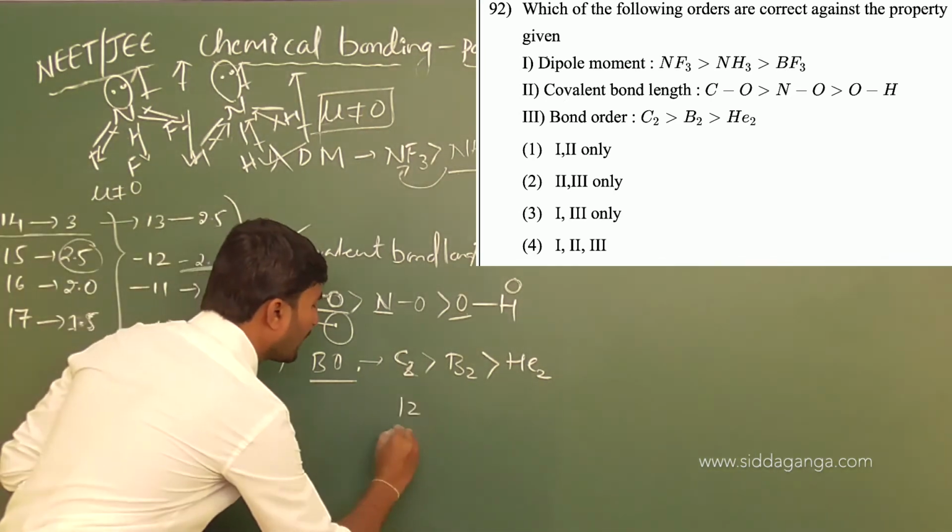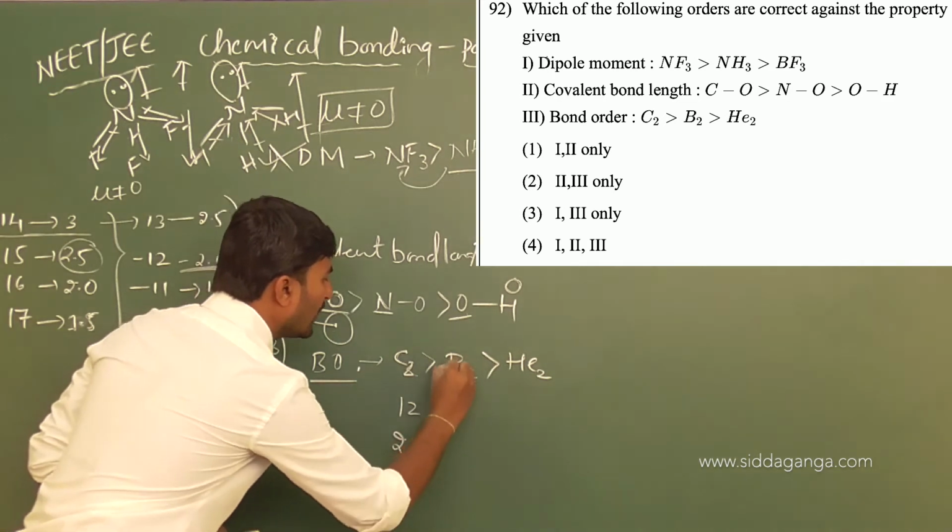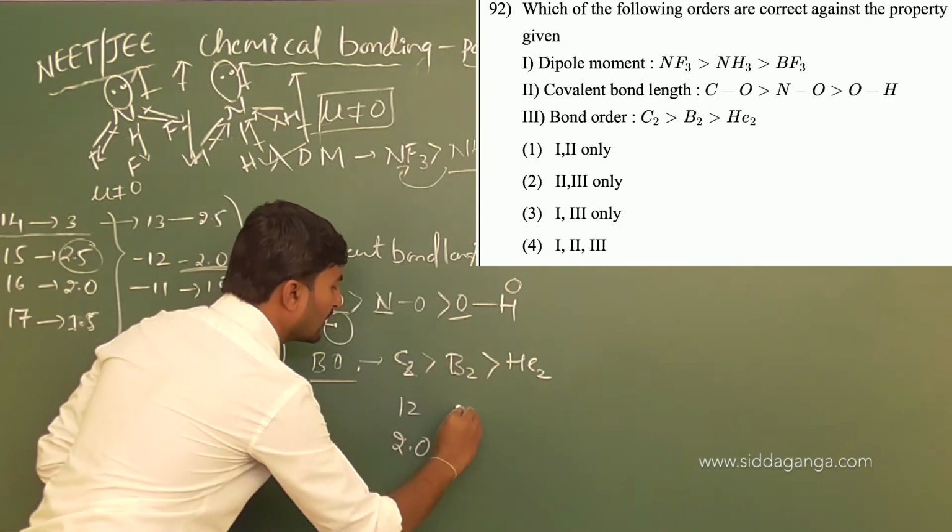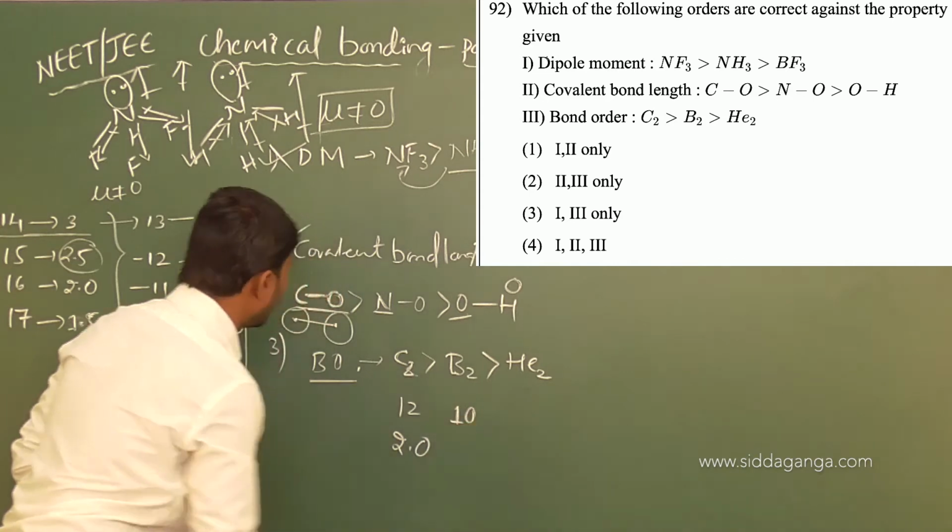That is 2. Bond order is 2. B2 means each boron will have 5 electrons, that means we have 2 borons, that is 10 electrons.